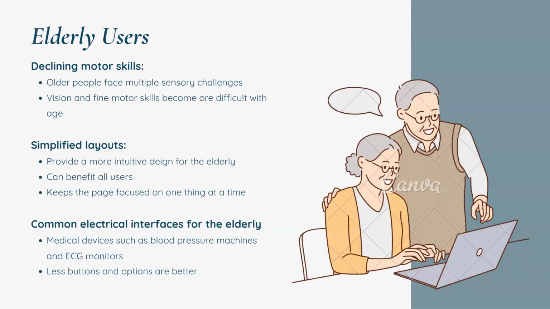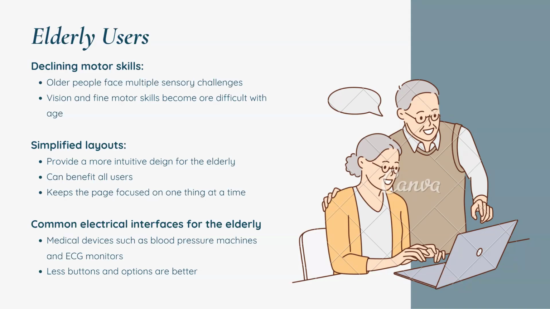Older adults often face difficulties with modern technology due to declining motor skills, vision impairment, or unfamiliarity with digital devices, and well-designed interfaces can make a huge difference. Simplified layouts, clear labels, and limited options may help elderly users navigate devices more easily.